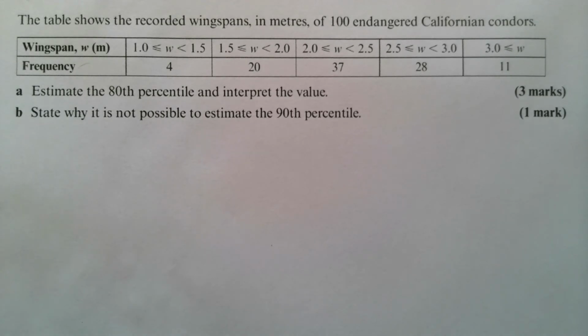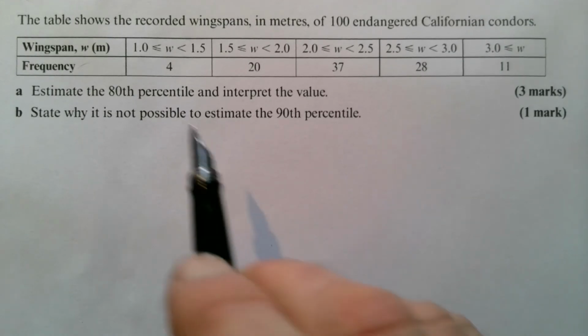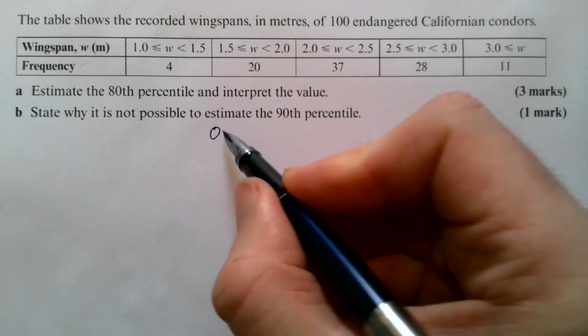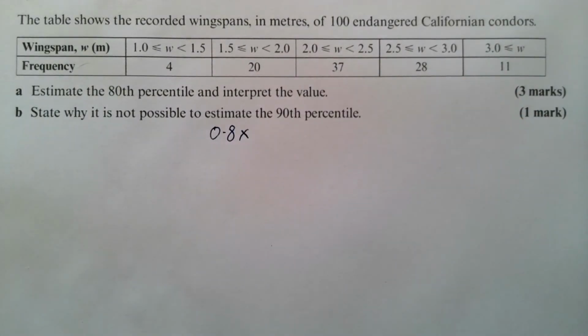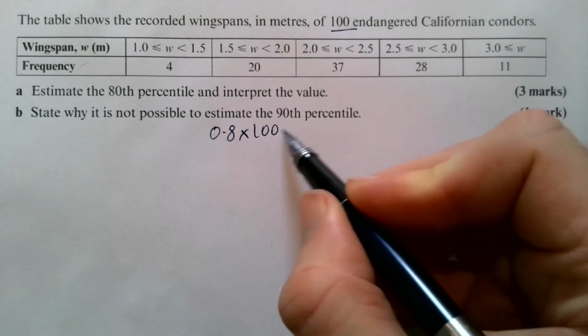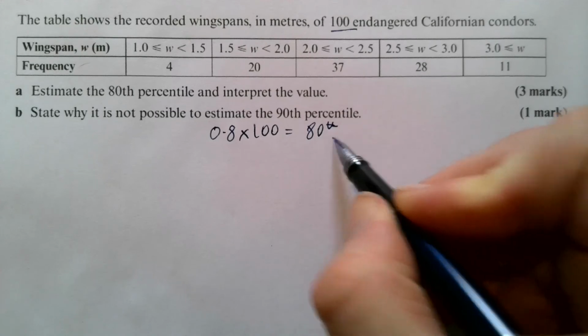Finally, time to sort out the Californian condors. We've been waiting for this. Right, have a little look at it, pause the video, give it a go. So estimating the 80th percentile, we're going to want 0.8 for our 80% times how many we've got. Well, they've already told us 100, so we want the 80th.